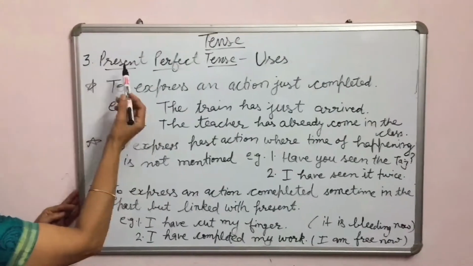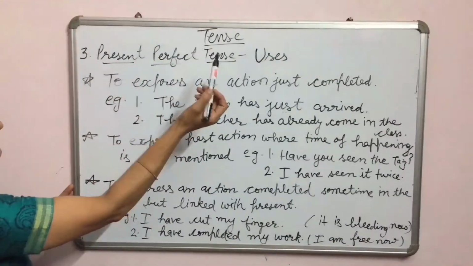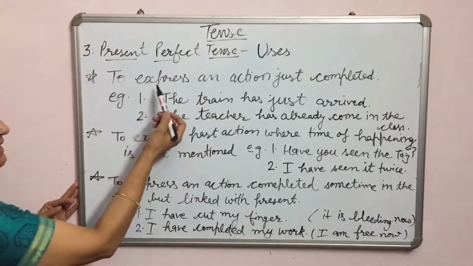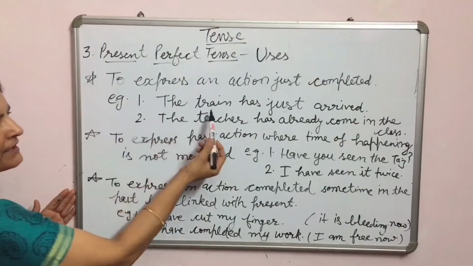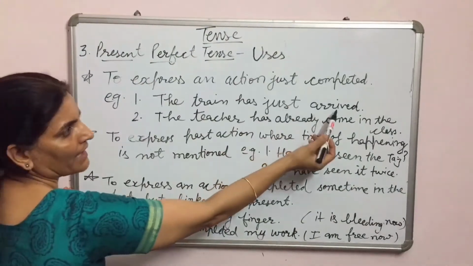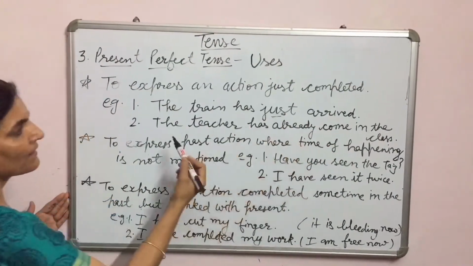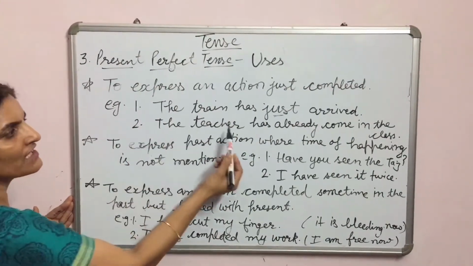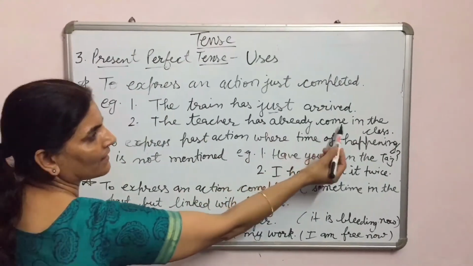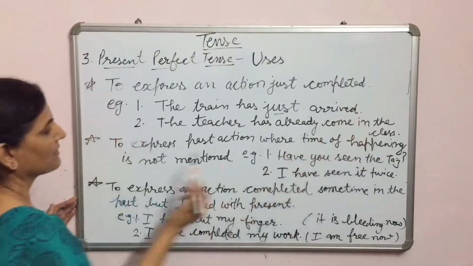Now let us learn where to use present perfect tense. It is used to express an action just completed. For example, the train has just arrived, means the work is just completed. In second sentence, the teacher has already come in the class.